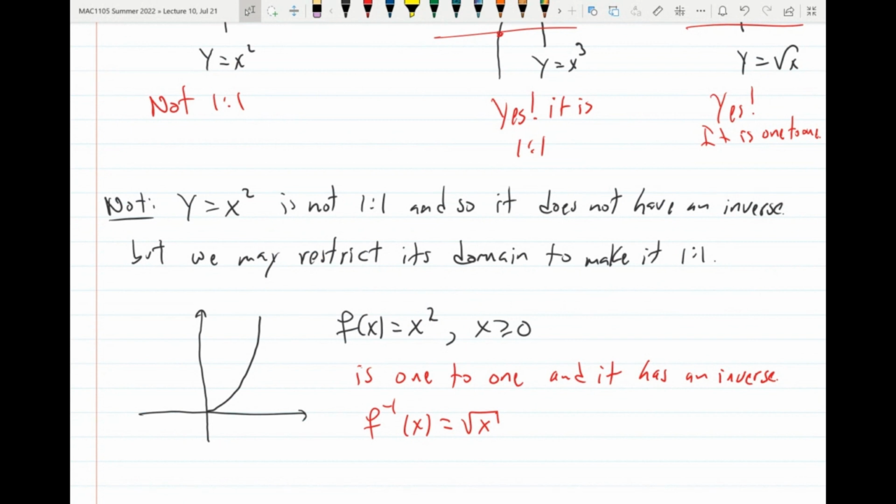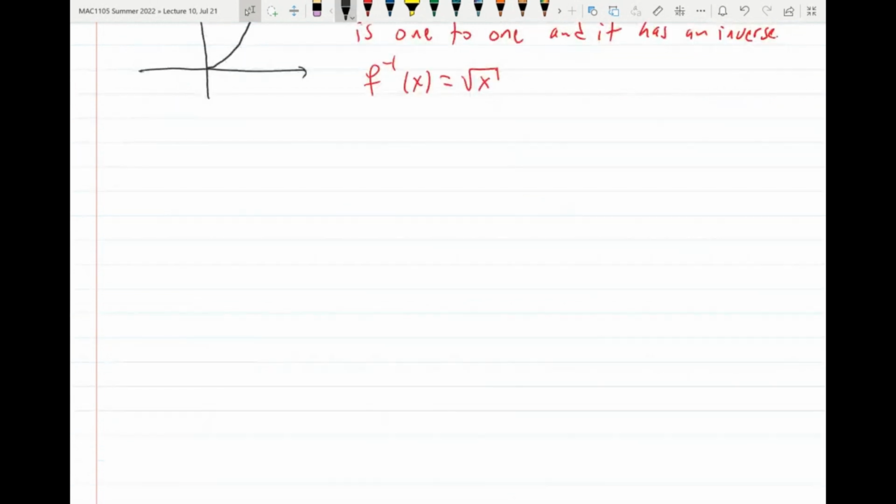Okay, so now that we know when an inverse function exists, we know that we're going to have an inverse function if it is 1-to-1. So let's say that you already know the function is 1-to-1. How do you find the inverse? How do you find the inverse of a function? So let's do an example of this.